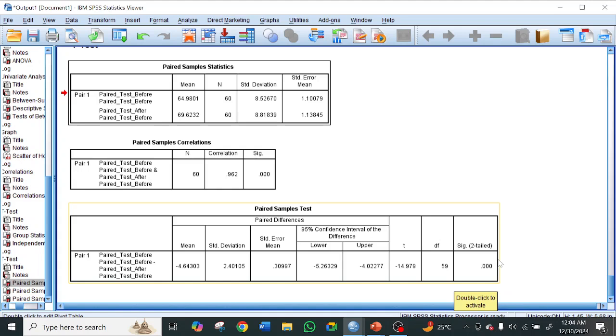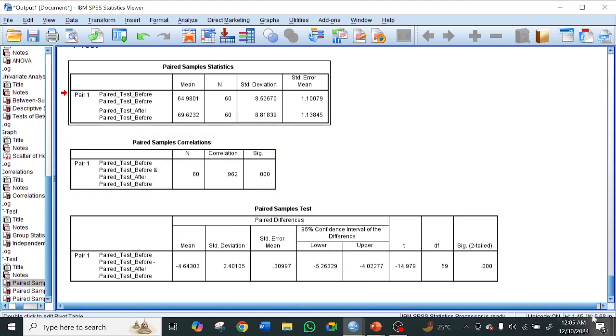So the interpretation now is the key point. To interpret, it means that the test score increased from 64.98, like I mentioned before, then increased to 69.62 after, and that suggests an improvement. There's an improvement after the evaluation, and the correlation also showed us a high positive correlation, indicating that the two sets of scores are strongly related. That's another strong point we need to mention.